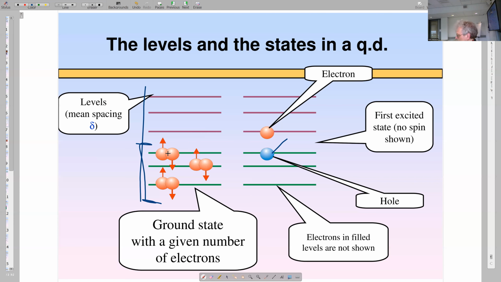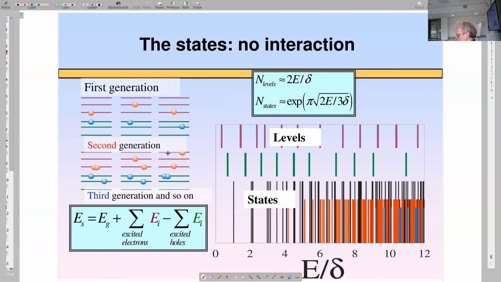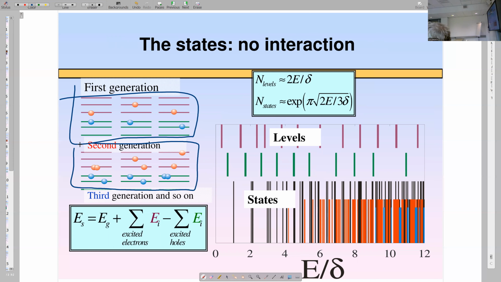Because the number of electrons and the number of holes should compensate each other. Fine. Let's see what's going on. It's a rather instructive picture, which you can get. Those are states of the first generation. Then one can create more electron-hole pairs and position them everywhere. That's the second generation, third generation, and so on.